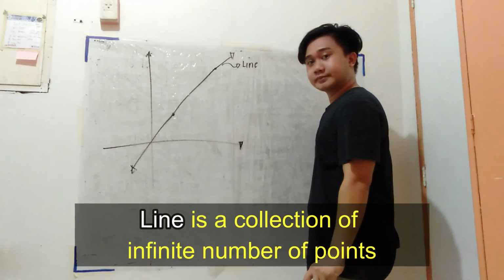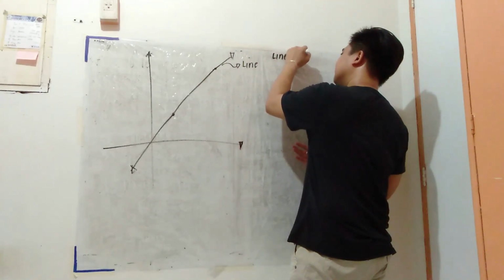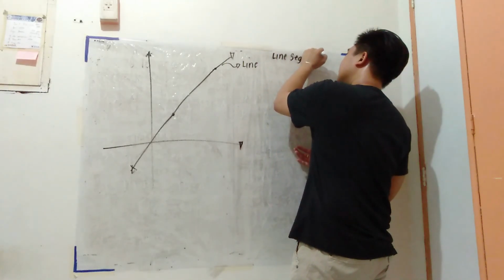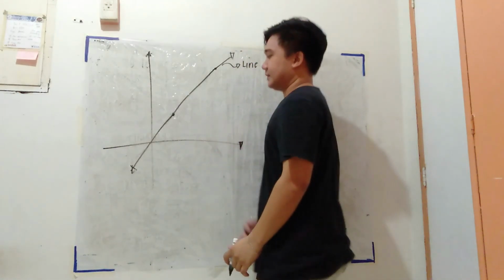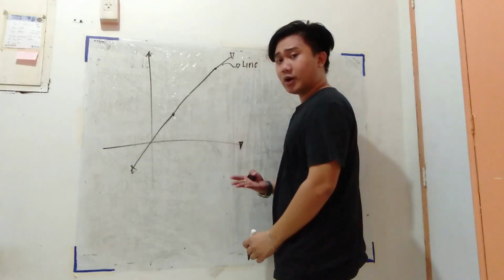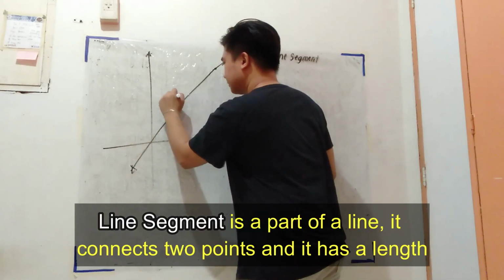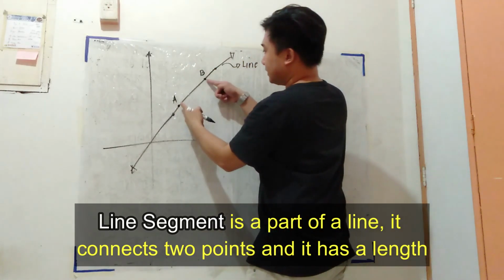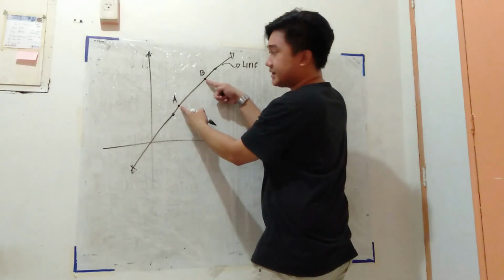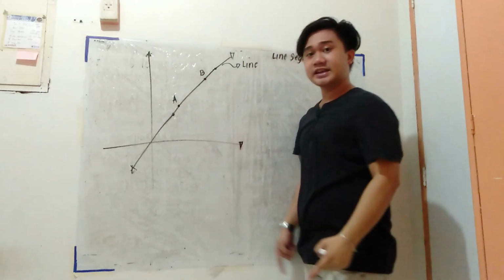Okay? How about when we say line segment? A line segment is defined as a part of a line. So how is a line segment formed? Let's say I have here point A and I also have point B. As you can see, this one from A to B is a line segment.